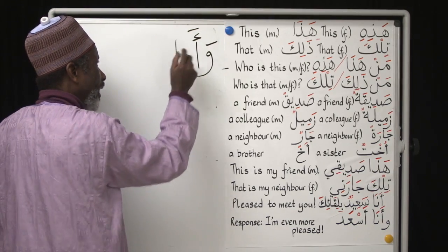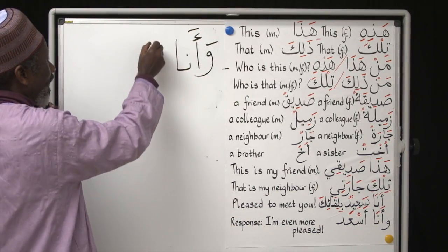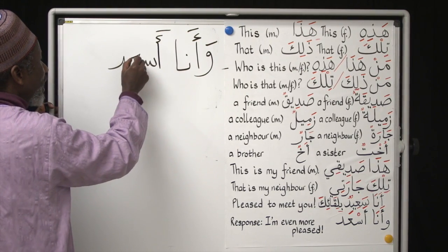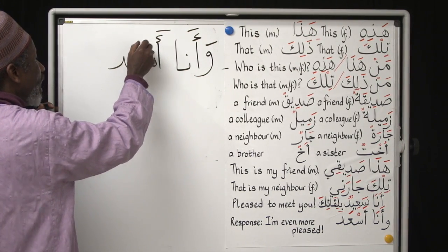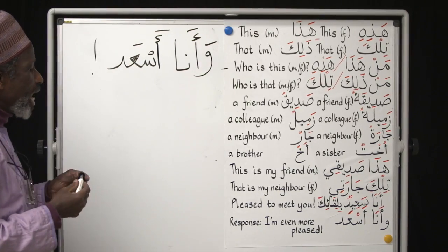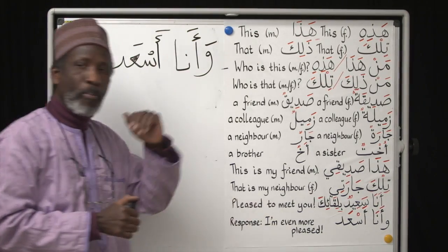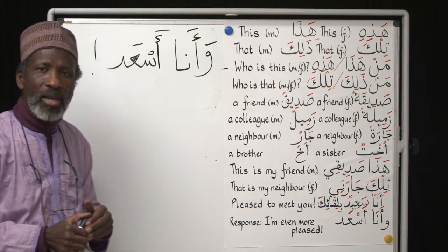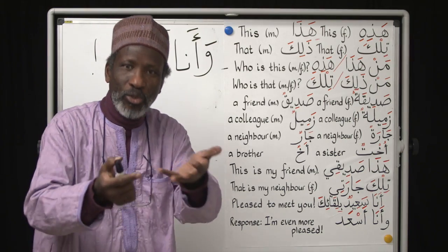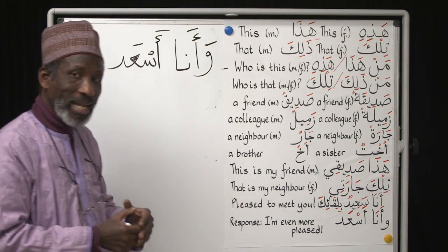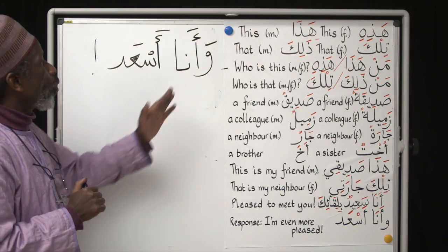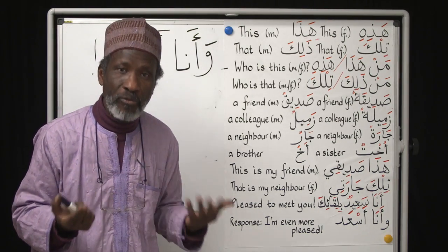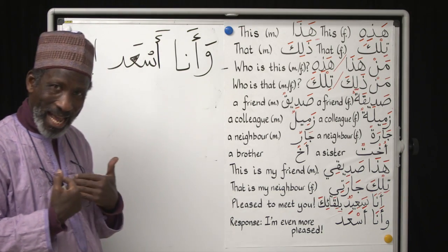Wa ana, that's neutral. As'ad. Wa ana as'ad. And I am even more pleased. Wa ana as'ad. That means I'm even happier to see you or to meet you. That is what is embedded in that meaning. Wa ana as'ad. And that can be said by a male and female. It's neutral.